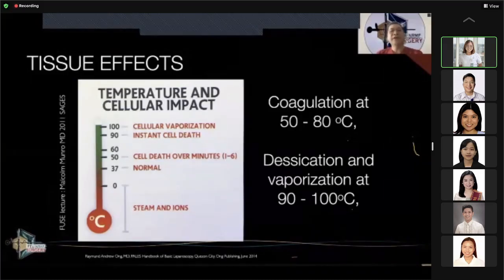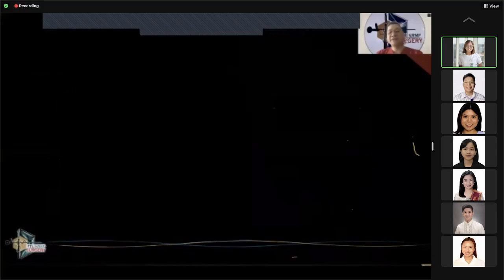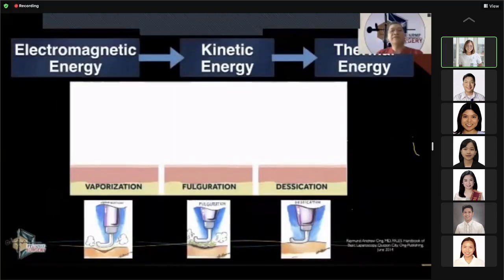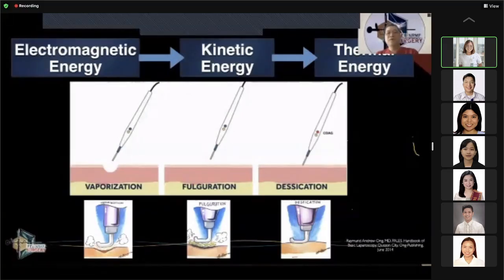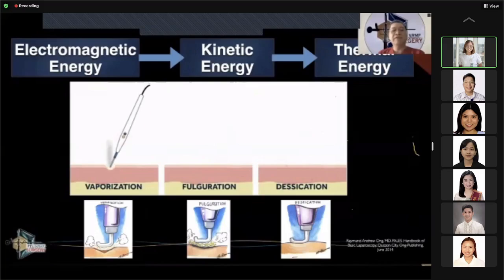Beyond that, you have burns, cell death, and charring effects. So these are the different effects that you want. Vaporize, fulgurate. So you can see the application is different, and desiccation. The different effects that you see are actually because of the different application and the different setting that you use.